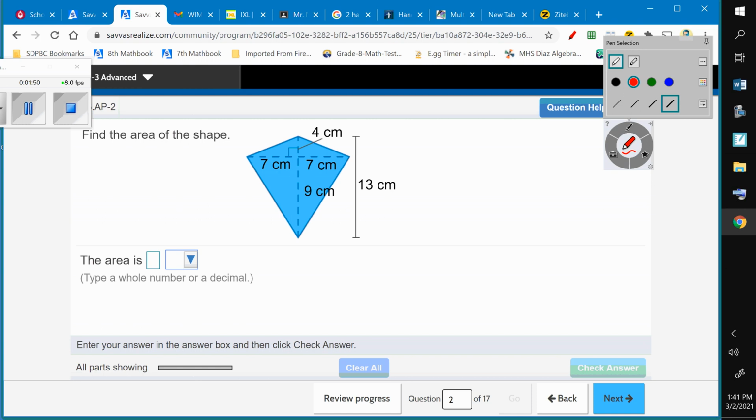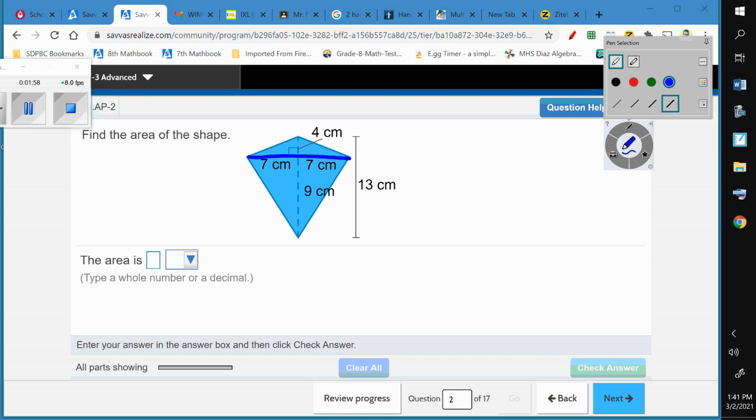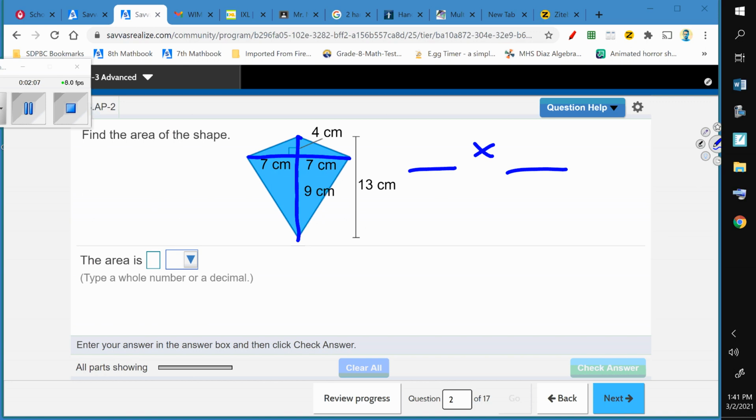Okay, this is a kite. And hopefully you've already heard me explain how to find the area of a kite. So you just take this length times this length. And then you either cut that answer in half or cut one of these numbers in half and multiply, just like a trapezoid, okay? Or just like the area of a triangle.